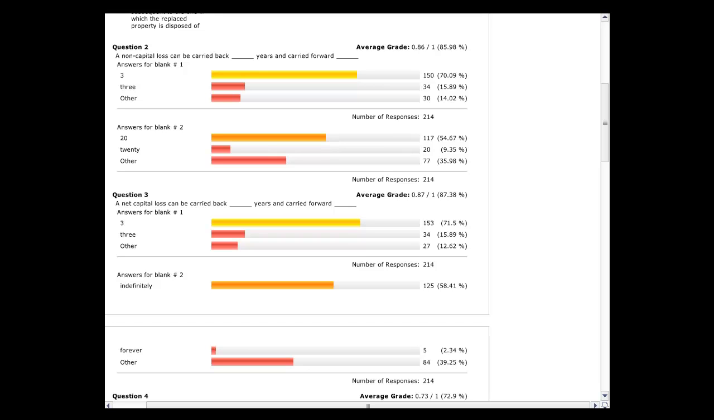What does 13.21.1 say? Notwithstanding, what does notwithstanding mean? Like even with? Ignore. Ignore what normally happens. So screw it, don't worry about it. Whatever happens under that normal proceeds of disposition, forget it. It's not applicable. Ignore it. We're going to tell you what's going to happen.